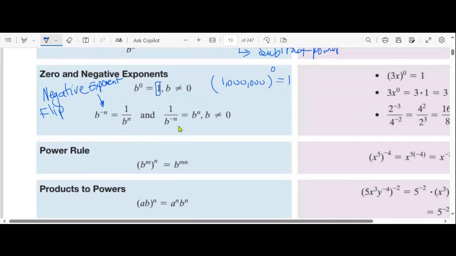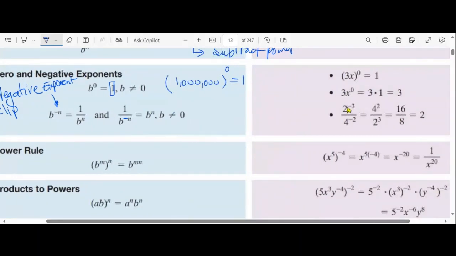And if the negative is in the denominator, then we bring it into the numerator. For example, let me give you an example. Here, 2 to the power of negative 3 over 4 to the power of negative 2. I can convert this to what? 4 is equal to what? 2 to the power of 2, correct? Okay, forget about this. I just go straight. This is negative power, right? So I flip it, bring it to the top.